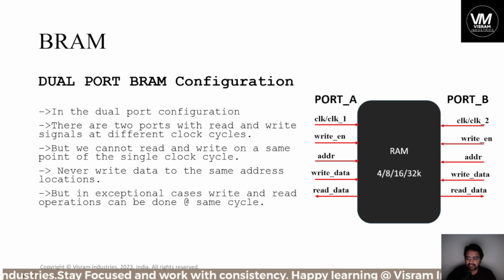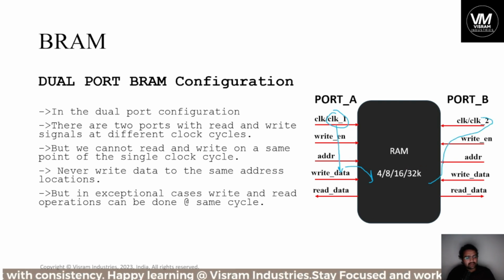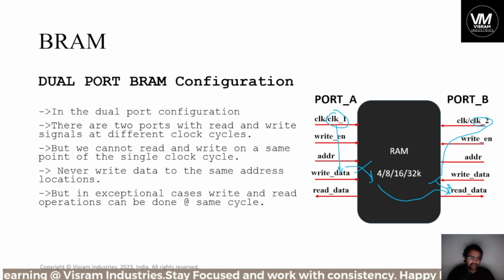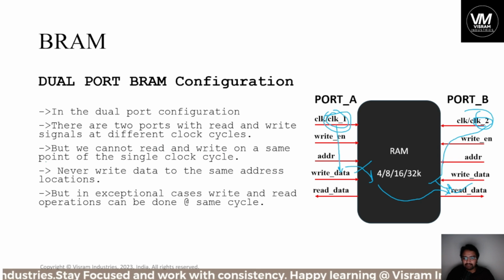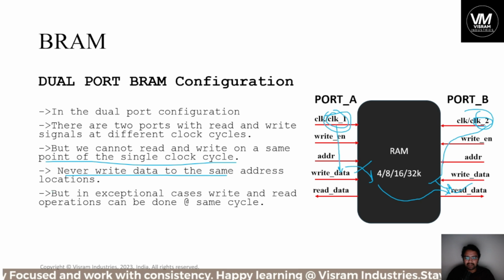So what it is saying is, at this point of the clock cycle, if you are writing data into the memory, then at that particular clock period of port B, you can only read from it. Only one task can be done, write or read, at a particular instance of two different clocks. But we cannot read and write at the same point of a single clock cycle. Never write data to the same address location.